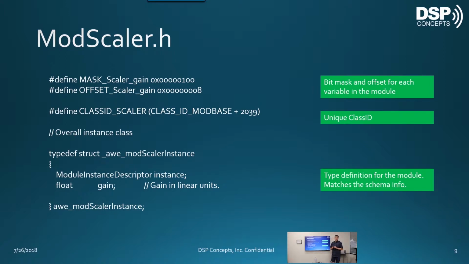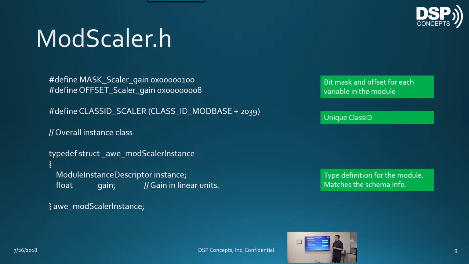Okay. So we have some limitations on the variables. The variables have to be 32-bit quantities. So you can have float, int, fract. And then you can also have pointers to arrays of data and so forth. So this is the instance structure that gets generated.